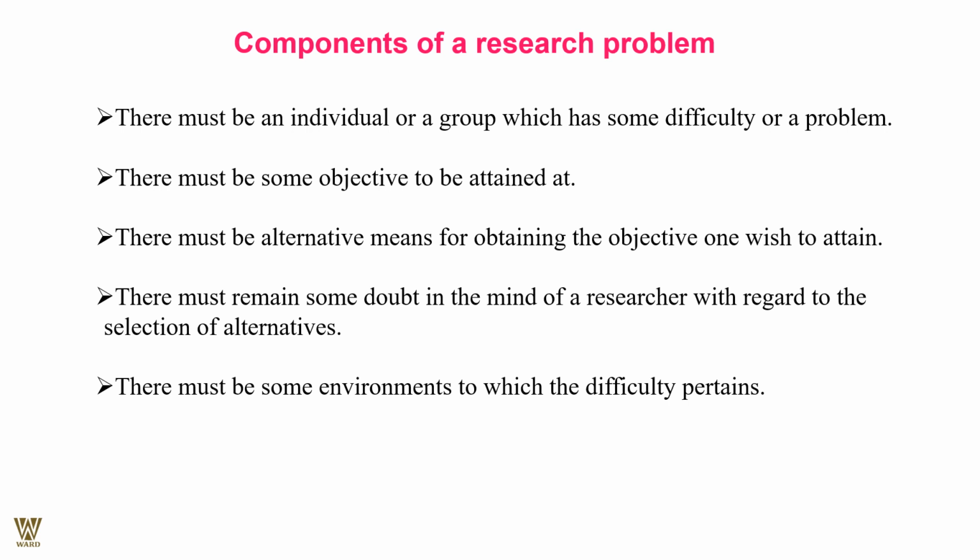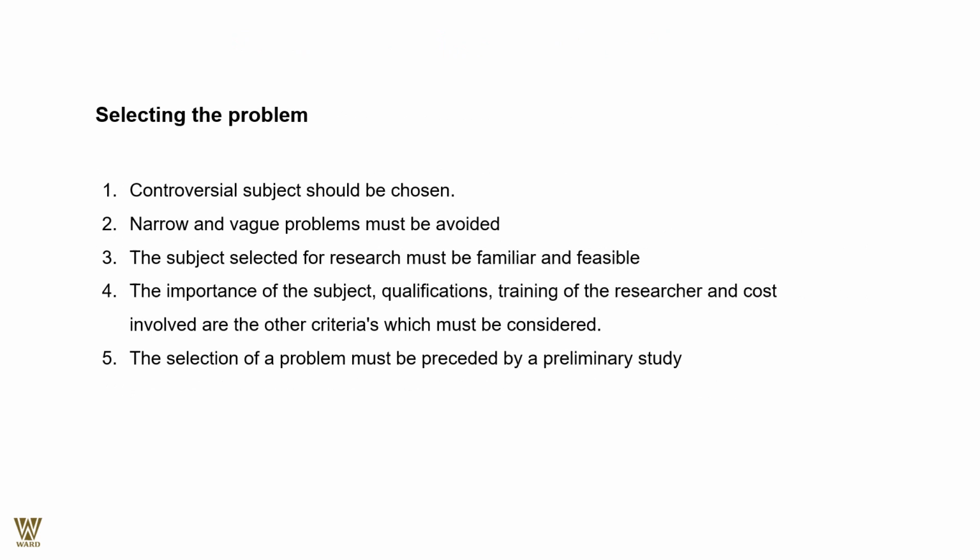Component of research: there must be an individual or a group which has difficulties or a problem. There must be some objectives to be attained. There must be an alternative means for obtaining the objective one wishes to attain. There must remain some doubt in the mind of the researcher with regard to the selection of alternative. There must be some environment to which the difficulty patterns pertain, and that is what we are all likely to go around for. So let us start with the selection of the problem.